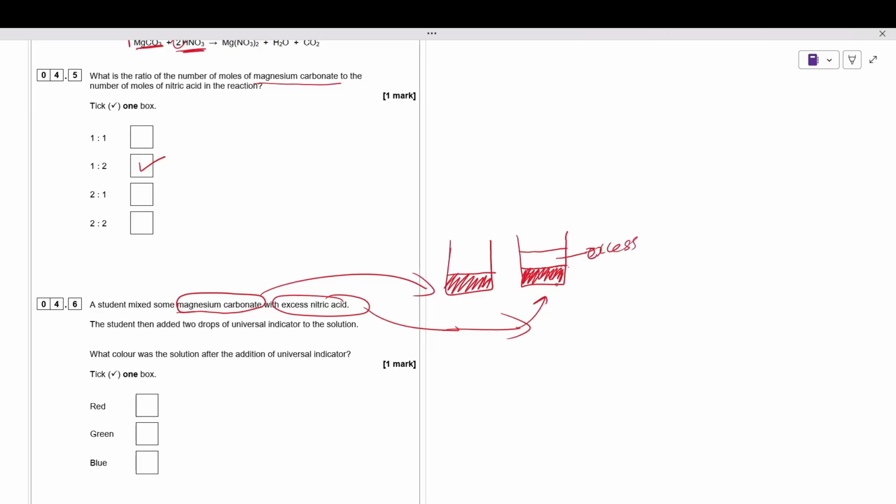It means therefore that when I add that universal indicator, this excess will be detected. And because this is my nitric acid, and acids are red on my universal indicator. Remember, green indicates neutral, which is a pH of 7. And blue indicates alkaline, which is the pH range of 8 to 14. So as it gets to 14, it becomes a bit more purple as opposed to blue, but this is the range for your alkaline.